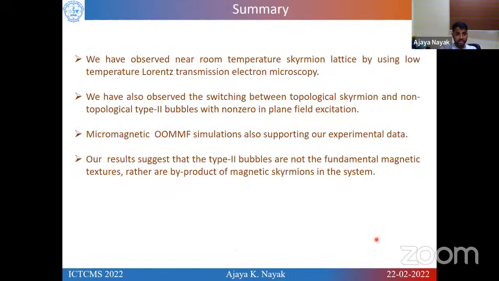So this is my last, concluding slide. We have observed a near room temperature fermion lattice by using low temperature Lorentz transmission electron microscopy. We have also observed switching between the topological fermion and non-topological type 2 bubbles with non-zero in-plane magnetic field excitation, and we support our results with simulation. Our results categorically suggest that type 2 bubbles are not the fundamental magnetic structure, but rather a byproduct of the magnetic fermion in the system.